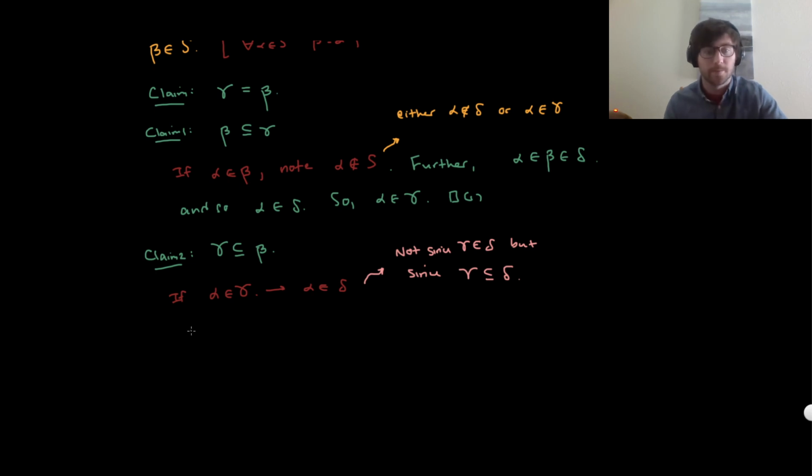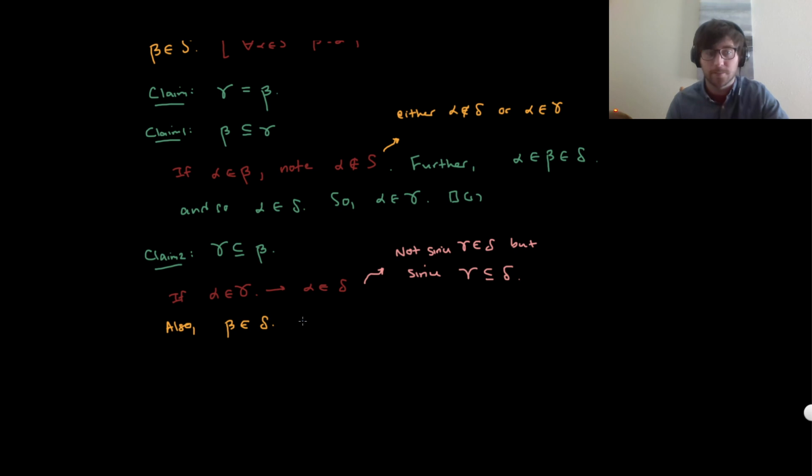Also, we know that beta is an element of delta, right? Because beta is an element of S, and by definition, S is all the elements of delta that satisfy some property. Well, what can we say now? Delta with the membership relation is a well ordering. So in other words, it's total.